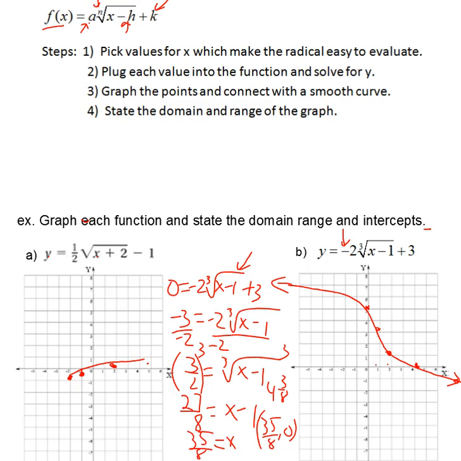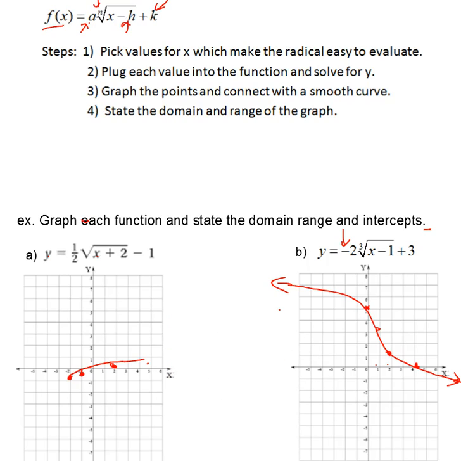And then the last thing before I leave you for the evening is your domain. Hey guys, for cube root functions, it goes left and right forever. Your domain is always going to be negative infinity to positive infinity for cube root functions, and your range is also always going to be negative infinity to positive infinity, because it always goes up forever.